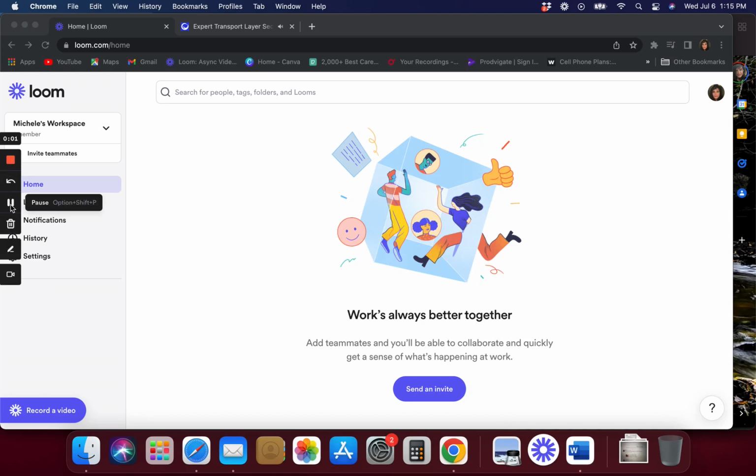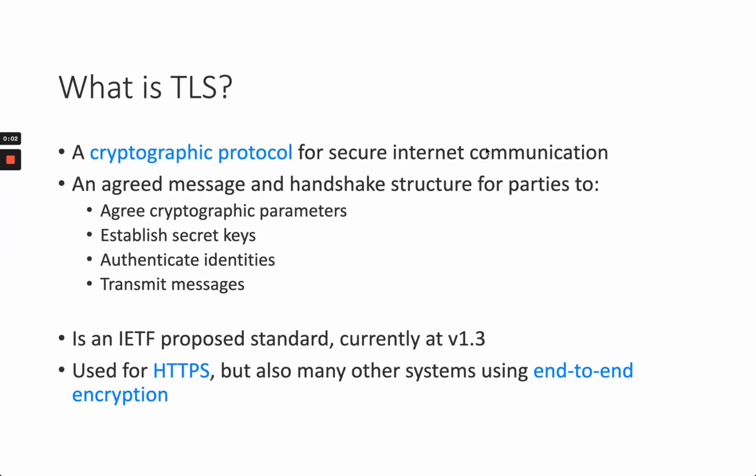TLS is a cryptographic protocol, and what that means is essentially it's an agreed handshake and message structure for communicating over a network. And the whole point really of TLS is that that communication will be encrypted and authenticated. That means that you won't be able to read the messages if you're an attacker, and also, no one can pretend to be the other person on the other end of the line.